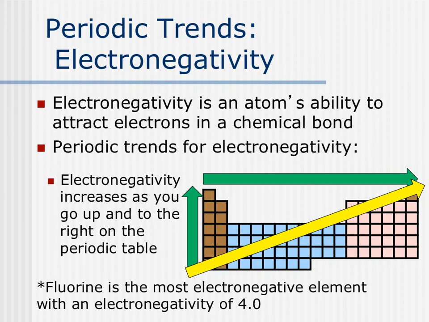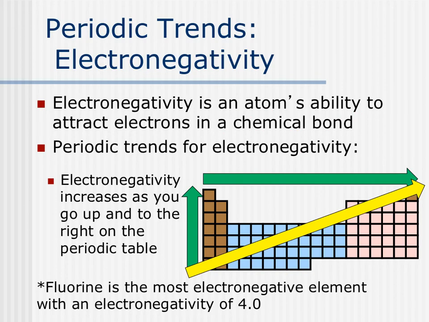And then finally, probably the most important trend that we'll see on the periodic table and we'll use when we get to bonding is electronegativity. The definition for electronegativity is an atom's ability to attract electrons in a chemical bond. Periodic trends for this are, as you move up the group, you're going to increase in your electronegativity. Again, this has to do with the distance from the nucleus to the valence shells. So we have less distance up here, so there's that increased attraction. And it increases as we go from left to right across the table.